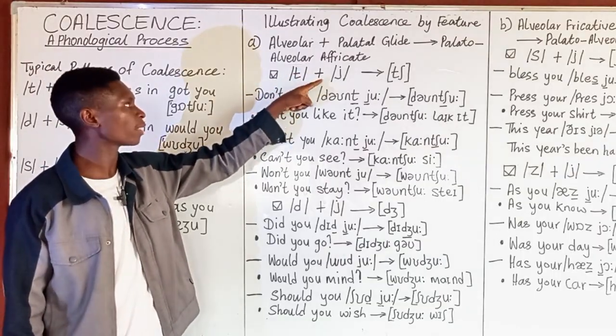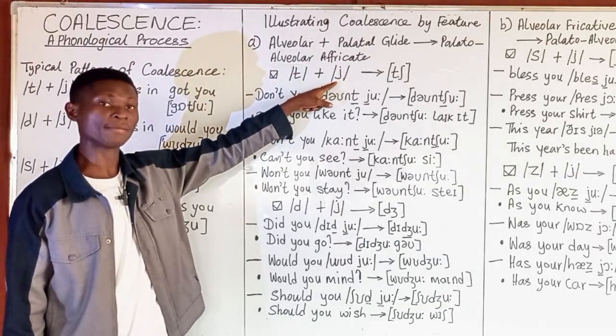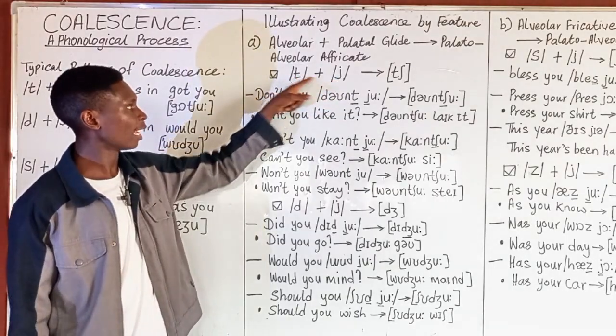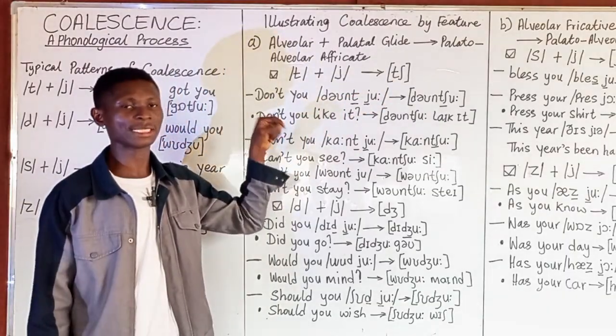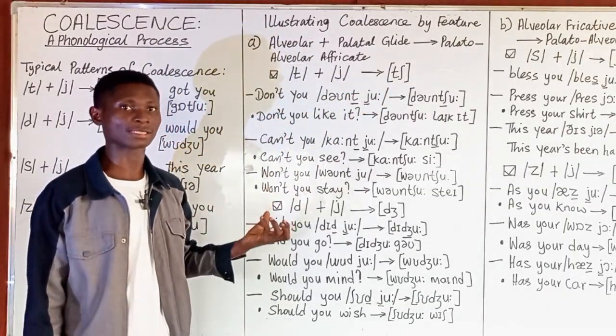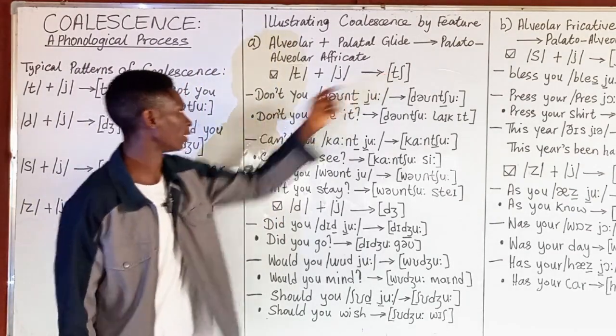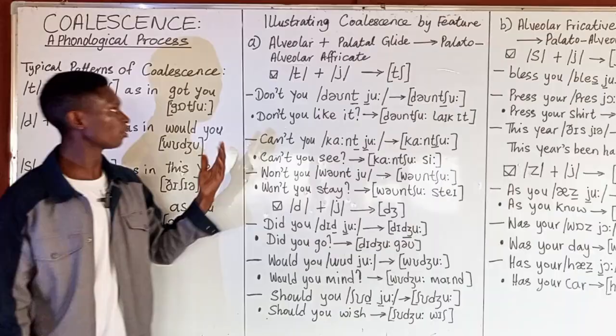So when you have T, which is an alveolar sound, at the end of the first word, then the next word begins with Y, which is a palatal sound, the T and Y will combine to give us Ch in connected speech. When you speak fast, you are going to realize this. So I want to give you an example of that.